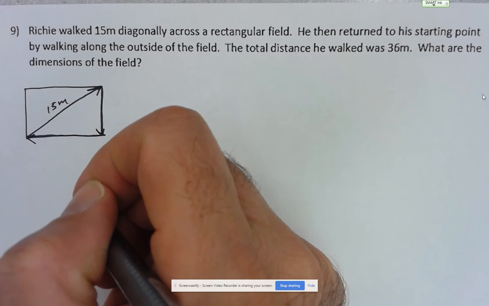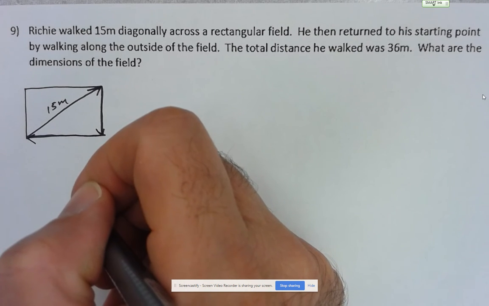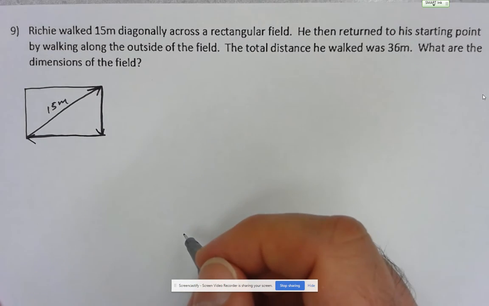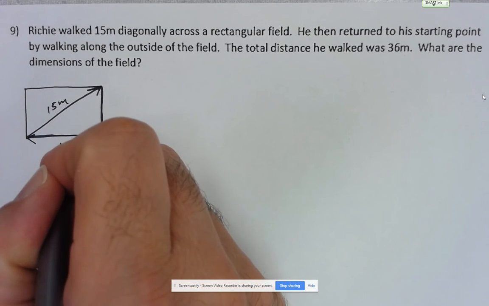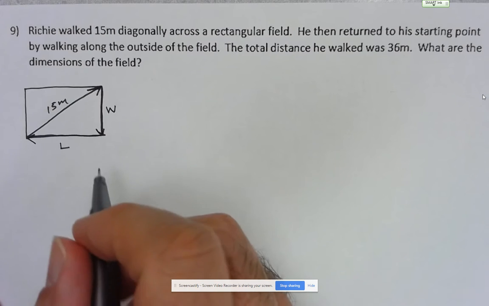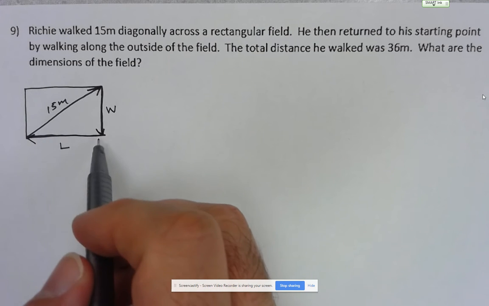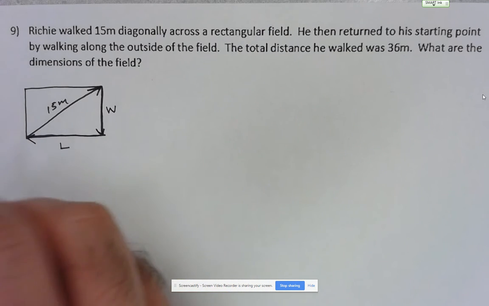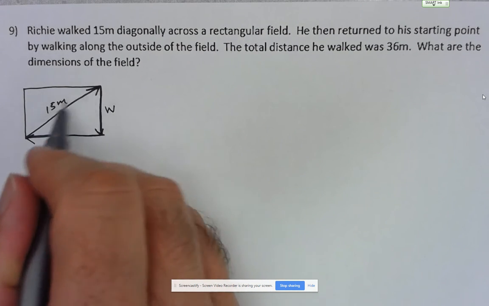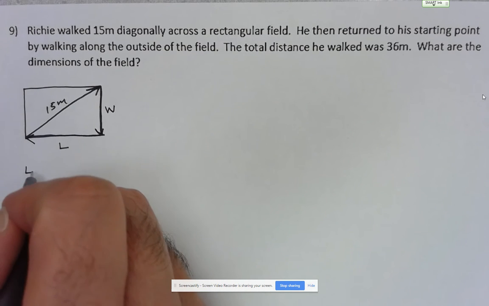And it says that the total distance walked was 36 meters. What are the dimensions of the field? Okay, so what we're looking for is the dimensions of the field. In other words, the length and the width. Okay, so I know that this is what I'm looking to determine. And one of the things that I'm told is that the total distance walked is 36 meters. So I can write length plus width plus 15 is equal to 36.